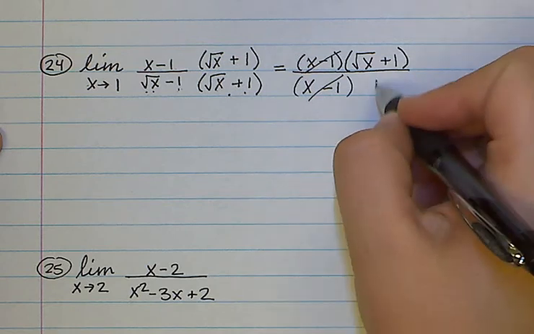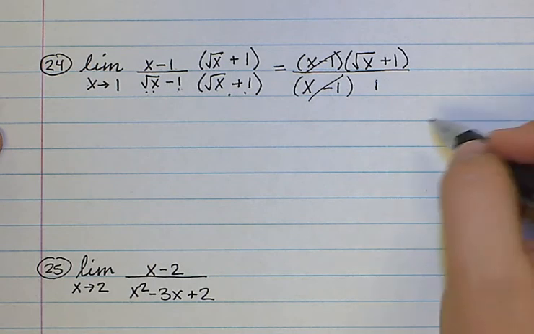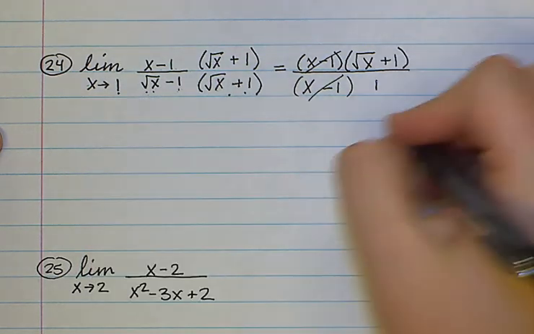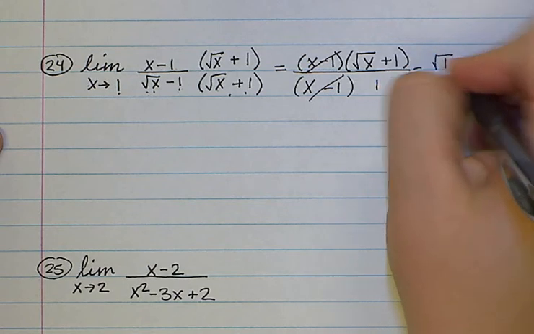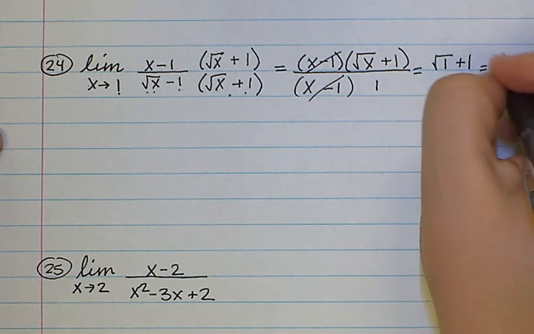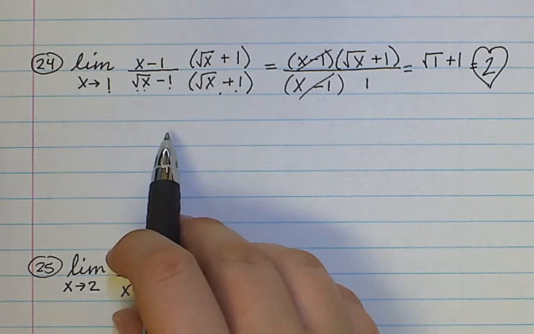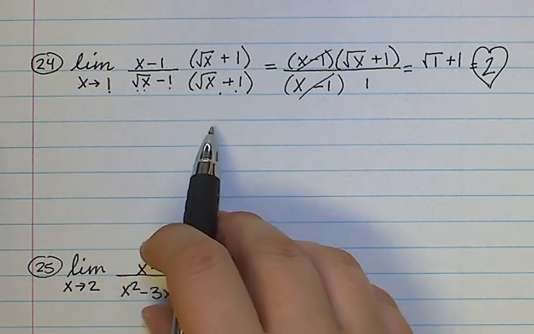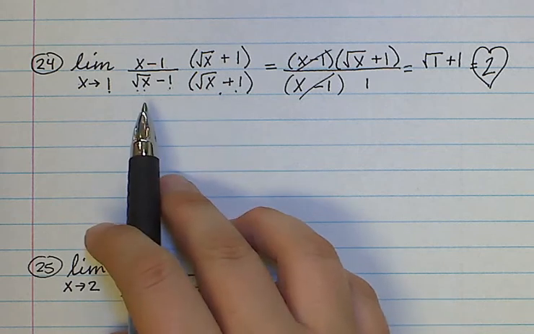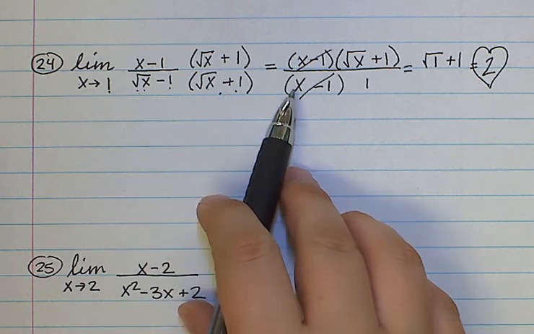Again, I could put a 1 in the denominator if I wanted to, but it doesn't really change the value of my expression, so there's no use having it there. I want x to equal 1, so I have square root 1 plus 1, or 2. So here, direct substitution did not work. It gave me indeterminate form. So I chose to rationalize because there was a square root. I multiplied by the conjugate, canceled, and simplified.